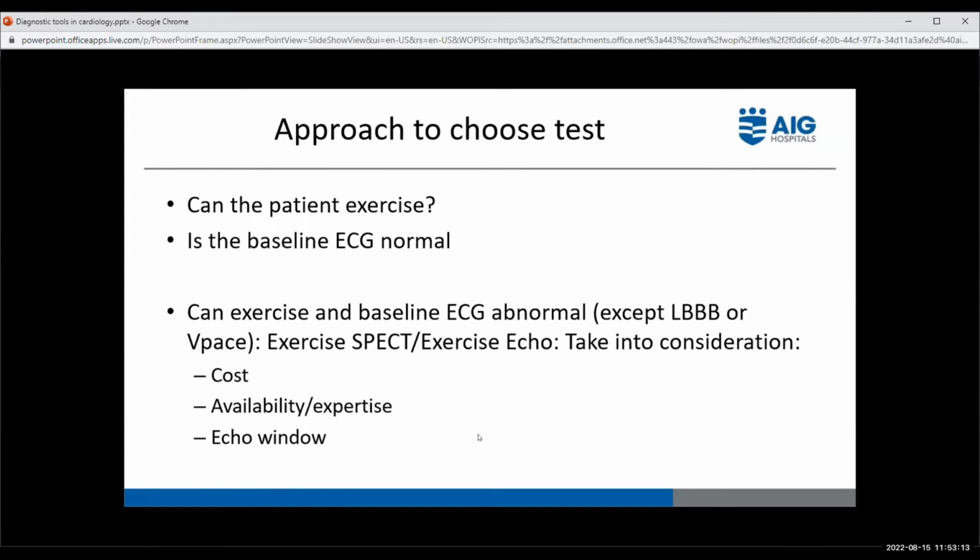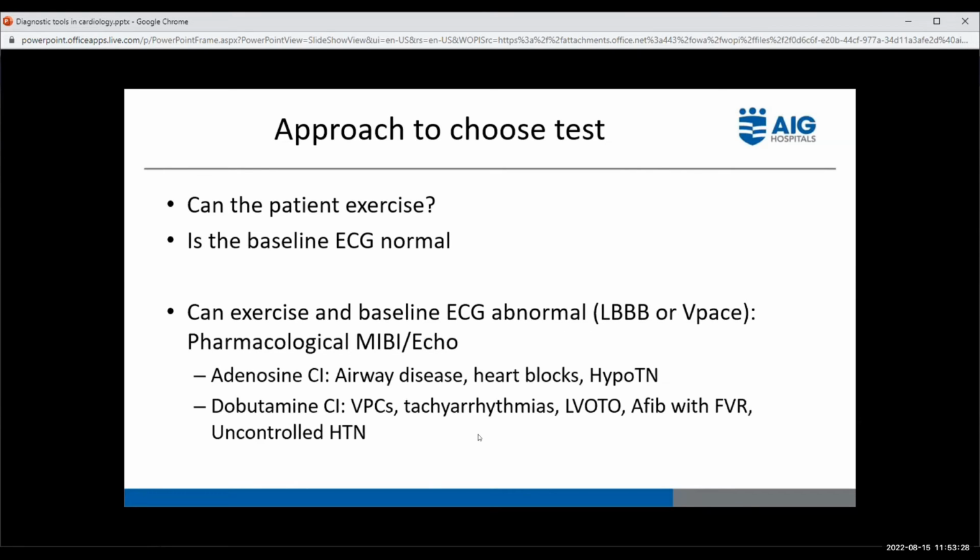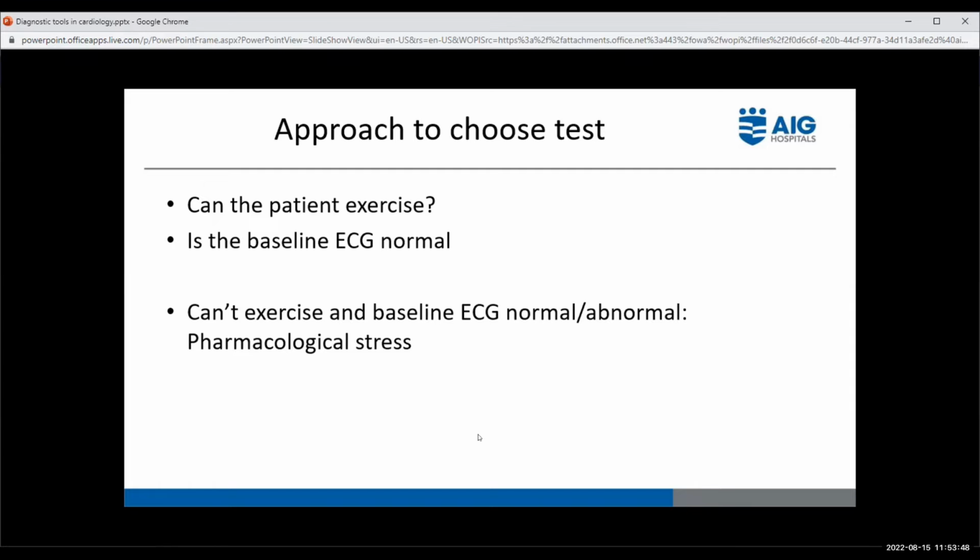And if the patient can exercise and the baseline ECG is abnormal, then stress echo or stress SPECT. These are the ideal options, but the problem is the cost and availability with the stress. And if the patient can exercise and the baseline ECG is abnormal, then adenosine or dobutamine stress echoes. Adenosine is contraindicated in airway disease, heart blocks and hypotension, and dobutamine is contraindicated with arrhythmias, LVOT obstruction and uncontrolled hypertension. If the ECG is normal or abnormal but the patient can't exercise, then pharmacological stress echoes.